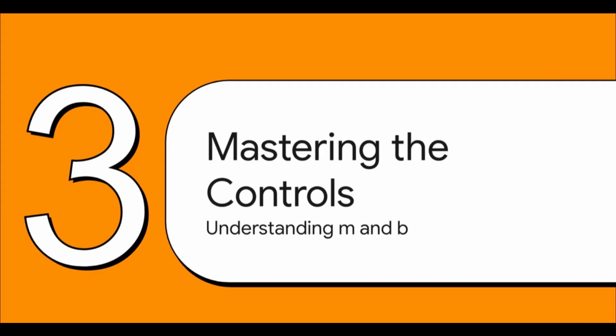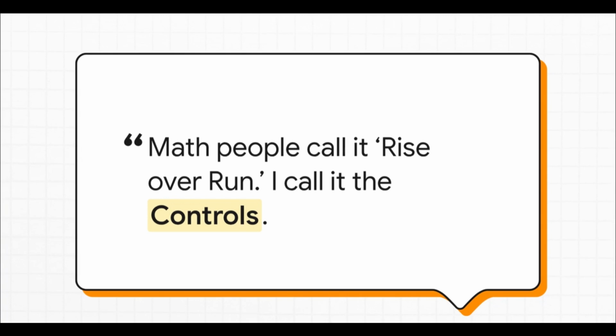A great tool is totally useless if you don't know how the buttons work, you know? So this part is all about mastering the controls of our formula. We're going to look at the m and the b. Let's start with m. Now, your teacher will probably call it the slope and tell you to remember rise over run. And they're not wrong, but for our speed run, just think of m as your controls. It literally tells you how your line moves across the screen.